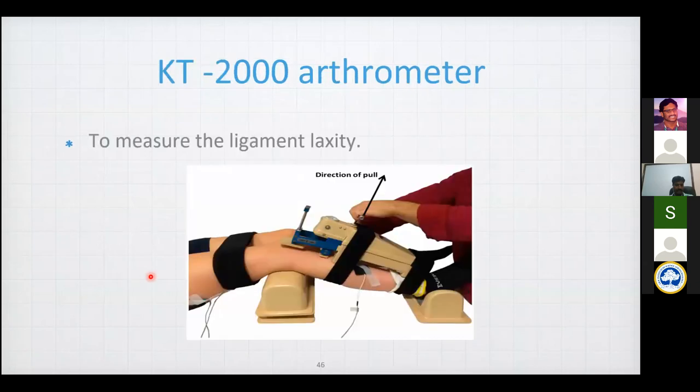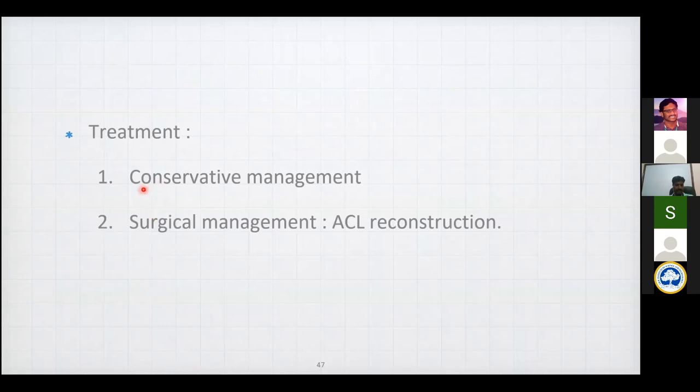So this is a KT2000 arthrometer, which checks the ligament laxity. It is being pulled like this, the same as we perform the tests. So treatment, we will be dealing with conservative management today. I have asked for a second day from Suresh sir, and he has been kind enough to provide me a second slot where we will be discussing ACL reconstruction and rehabilitation, return to play for ACL athletes.